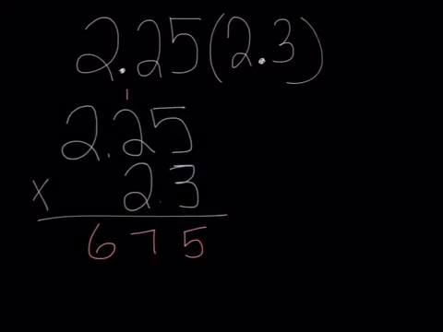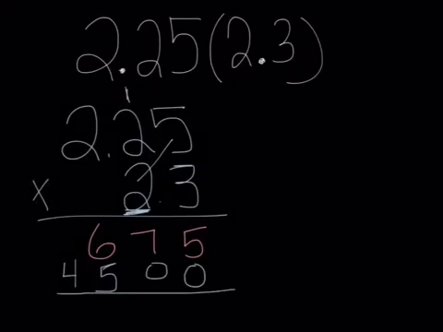Alright, so when I multiplied 3 times 2.25, I got 675. Now it's time to do the 2 in 2.3. So I'm going to put a place value holder 0 because I'm using the second digit in. 2 times 5 gives me 10. So I'm going to carry a 1. 2 times 2 is 4, plus 1 is 5, and 2 times 2, the last one, is 4.